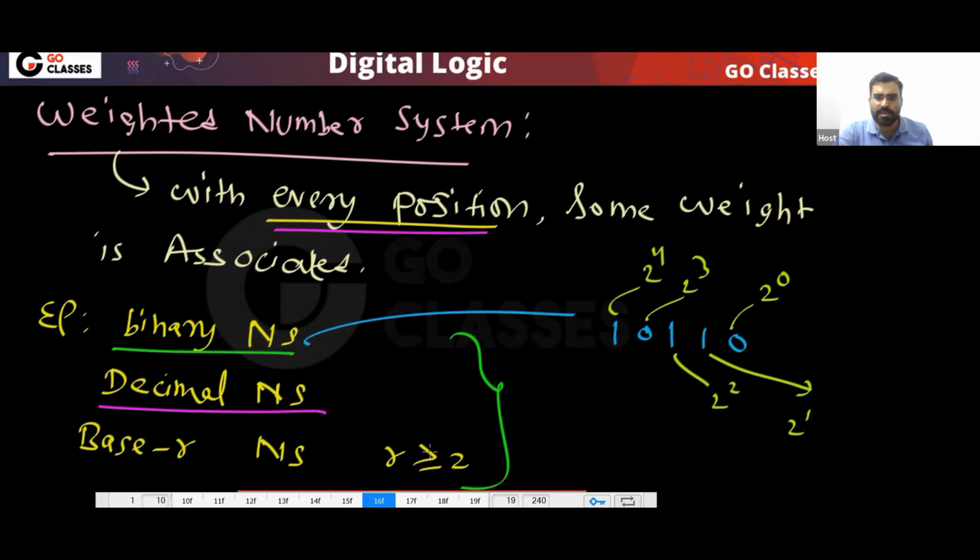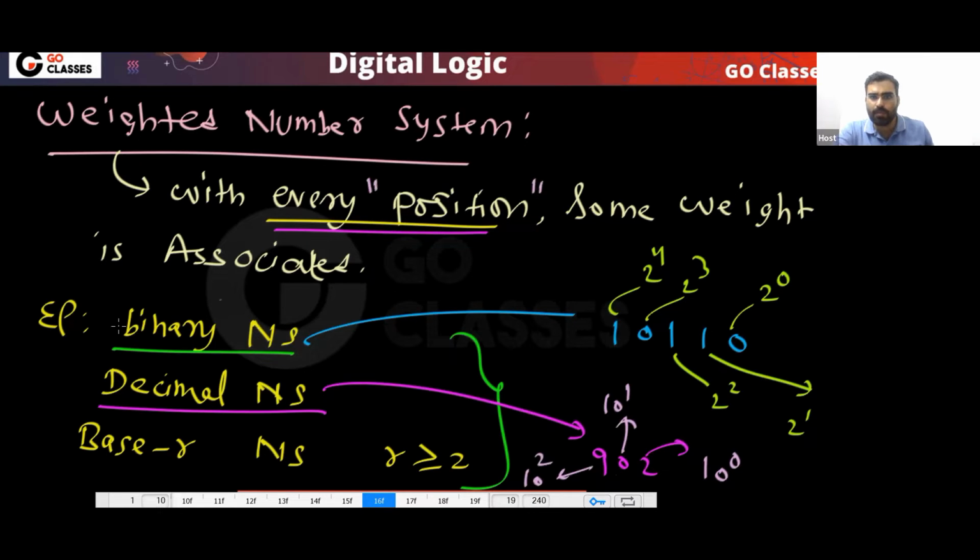Similarly, in the decimal number system, every position has a weight. If I give you the value 902, the weight of this position is 10 power 0, the weight of the next position is 10 power 1, and the weight of the next is 10 power 2. So this is the weighted number system: every position has a weight.